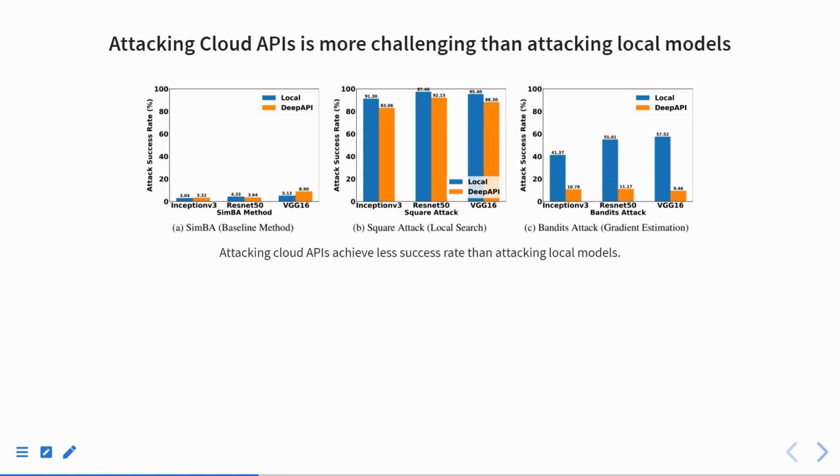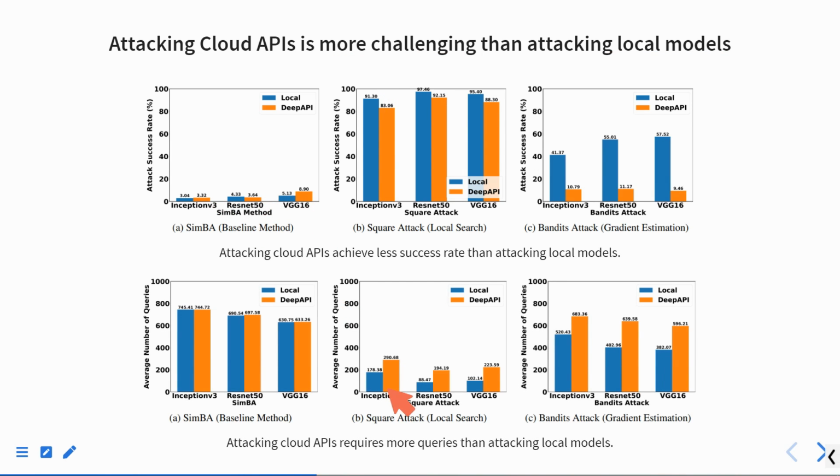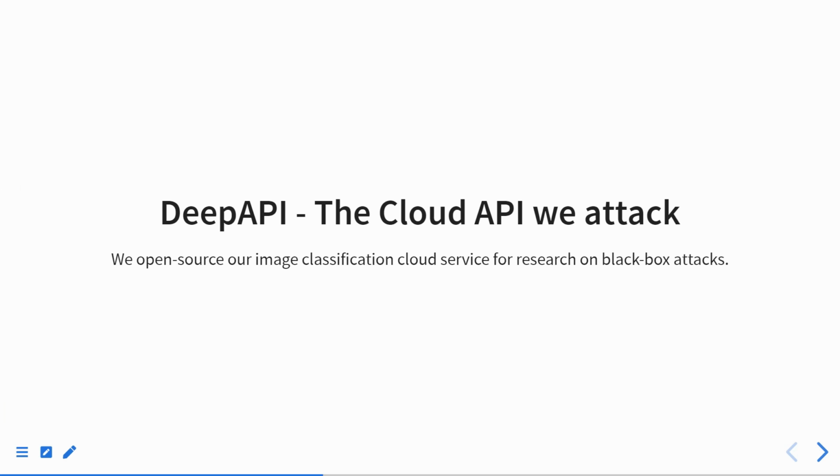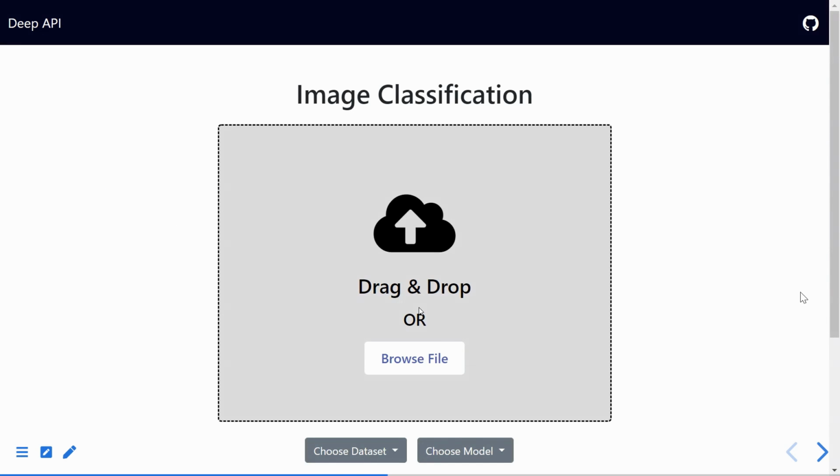Besides, attacking cloud APIs requires more queries than attacking local models. For the baseline method, we do not see an evident increase because the attack success rate is relatively low. Most attacks consume all the query budget. The cloud API we attack is DBAPI, an image classification cloud service we open source for research on black box attacks. Here's a quick demo.